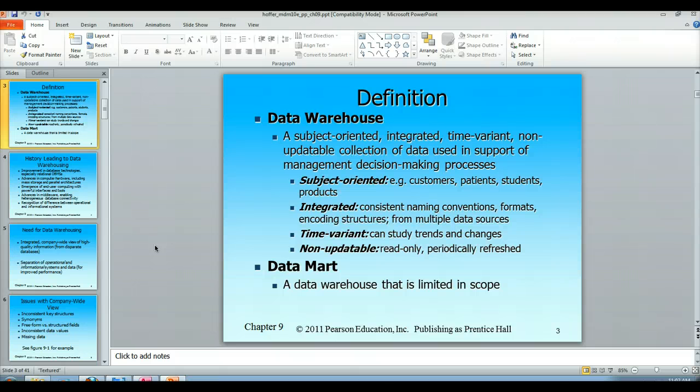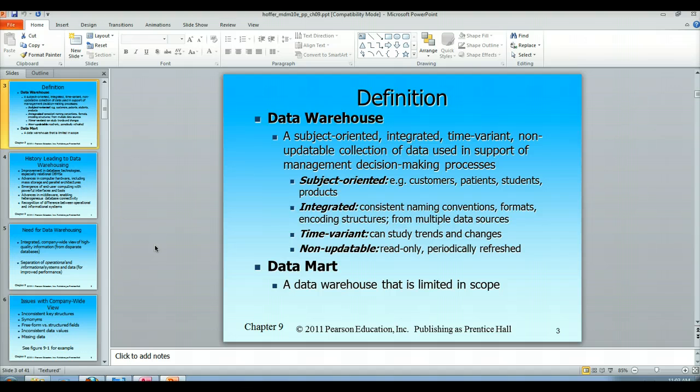As I said, why do we need this? The primary reason we need this is for our decision-making people. Decision-making people in our organization are our CEOs, our members of the board, in a lot of cases our operational managers, our regional managers. So when it says subject-oriented, what topic associated with our organization are those people interested in?